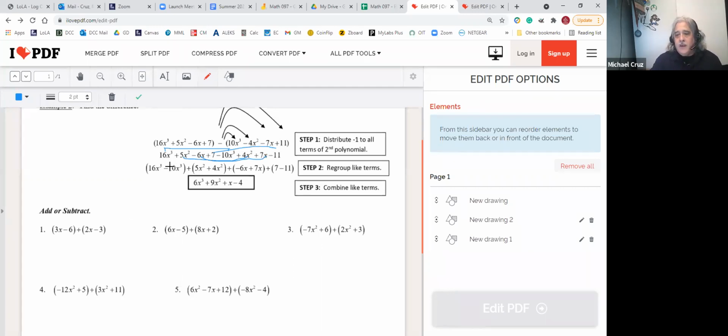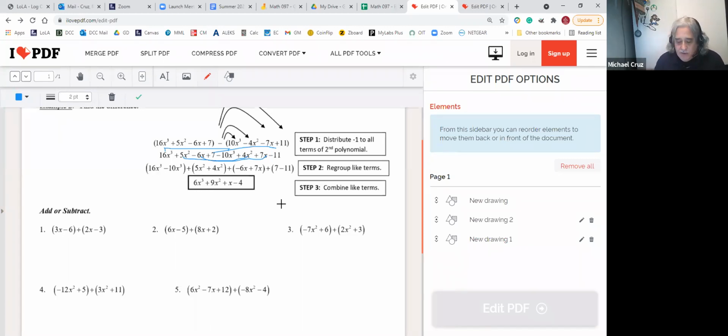All right, now they take them and put them in the respective parentheses so you can see better what you're putting together. 16x cubed minus 10x cubed is going to give you positive 6x cubed. The 5x squared plus the 4x squared is 9x squared. Negative 6x plus 7x is positive x. And then 7 minus 11 is negative 4. There we got it. So essentially all it is, is collecting like terms.